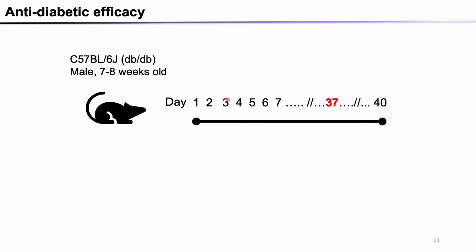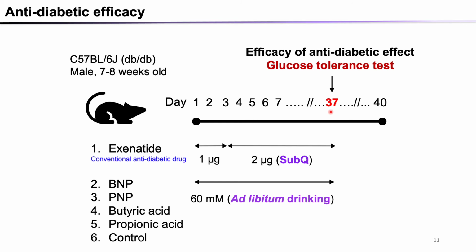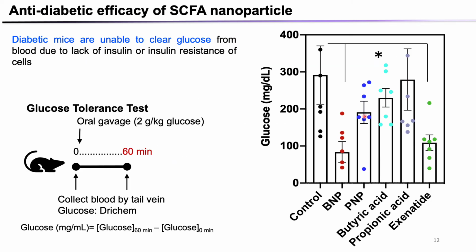So this is the treatment regimen. In diabetic mice, we administered our samples by free drinking for 5 weeks and exenatide, a conventional anti-diabetic drug, subcutaneously. At day 37, we conducted a glucose tolerance test to check the anti-diabetic effect of these samples. As you can see in this graph, the control diabetic mice showed the highest level of glucose in the blood. BNP and exenatide were the only two groups that showed decreased glucose level in the blood. PNP and butyric and propionic acid failed to decrease the glucose level in the blood. It means that BNP and exenatide showed anti-diabetic effect.